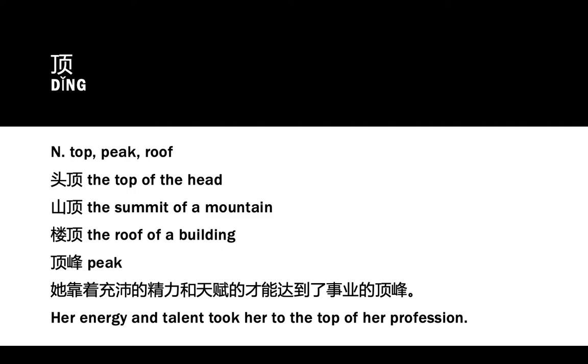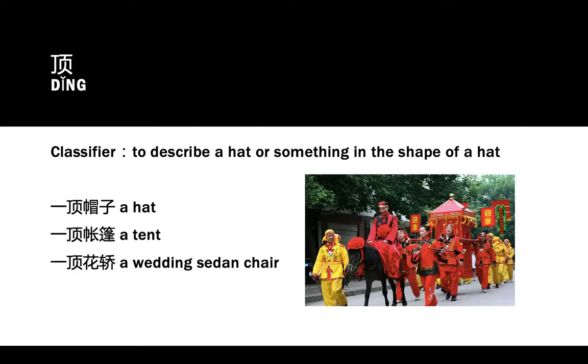那这里面也给了大家一个例句，他靠着充沛的精力和天赋的才能，达到了事业的顶峰。Her energy and talent took her to the top of her profession. 这个里面大家也可以发现，其实顶峰不但可以指就是实际上的 peak of the mountain, it can also mean the top of something. For example, 事业的顶峰 the top of her profession. 事业的顶峰，顶。那顶呢，它也可以当做是一个量词来用。It can also be used as a classifier.